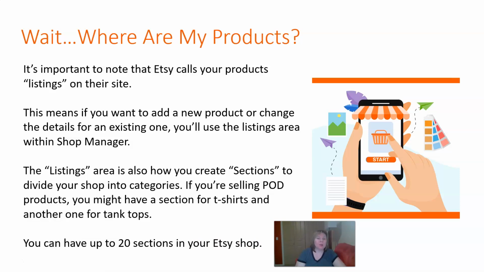It also allows you to create sections to divide your shop into categories, which I highly recommend just to keep organized. So if you're selling POD products, you might have a section for t-shirts and another one for tank tops. If you're selling print on demand, you might have one for invitation downloads. If you're selling invitations, one for worksheets, things like that. And you can have up to 20 sections in your Etsy shop.